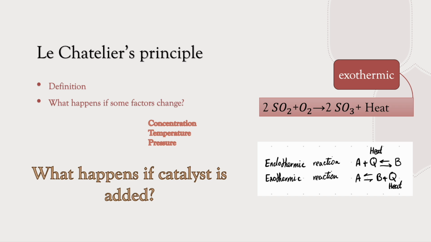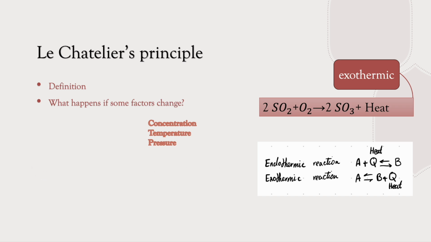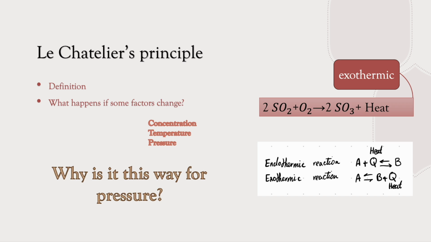But about pressure. When we have less pressure, we need more molecules to collide. And since on the left side we have more molecules, we go to the left side to have more collisions. Okay? That was why. Now you know it well.